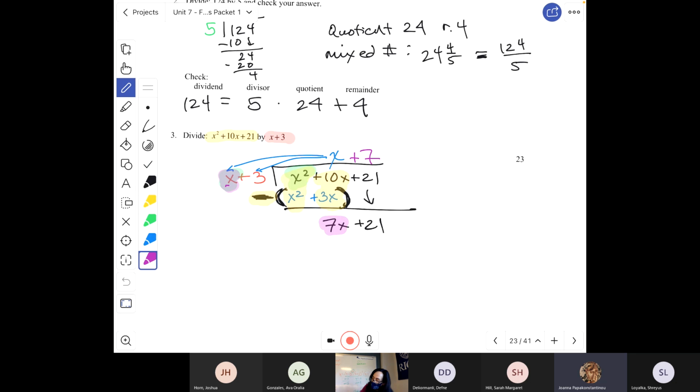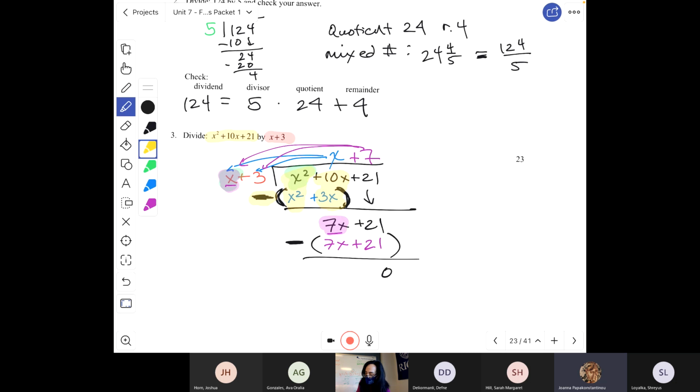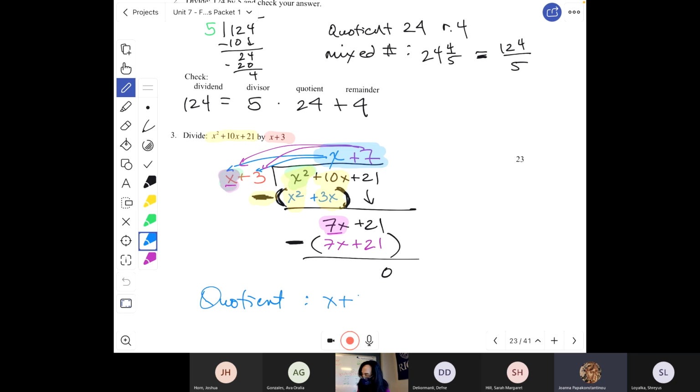So I'm asking myself, what am I multiplying by x to get 7x? I put it over my constant. Now I'm going to do my multiplication. 7 times x gives me 7x. 7 times 3 gives me a positive 21. I am subtracting. 7x minus 7x, 0. 21 minus 21, 0. So my remainder is 0. So what is my answer? My answer, my quotient, is this. So the answer to this problem is the quotient x plus 7.